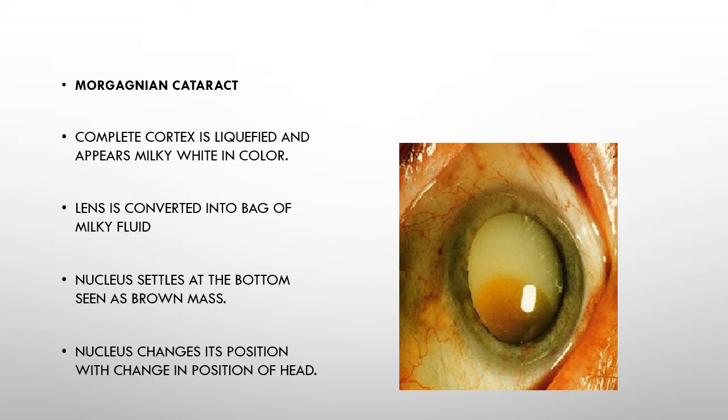It happens because there is no support. Entire cortex gets liquefied and there is no support to the nucleus. That is why the nucleus will settle at the bottom, which is seen as the brown mass. Nucleus then changes its position with the change in position of the head, as there is no support to the nucleus.